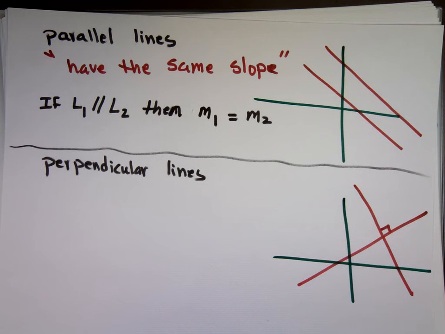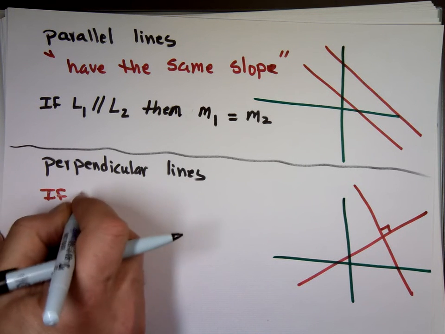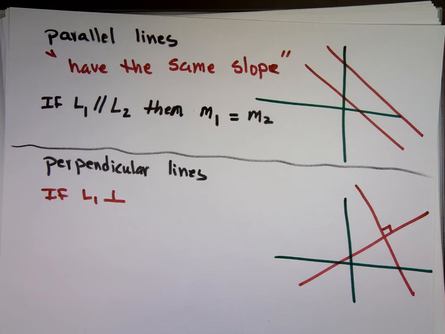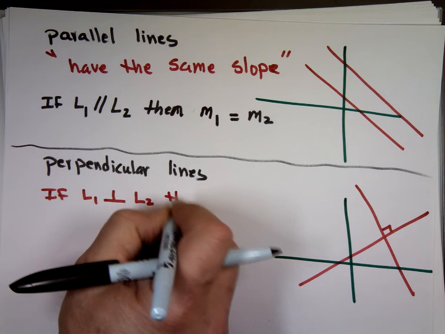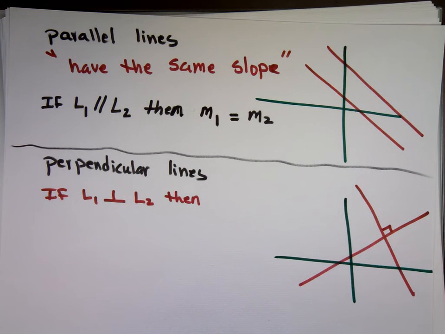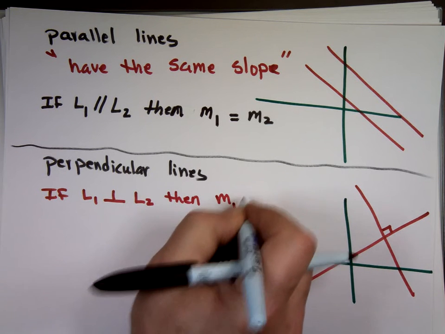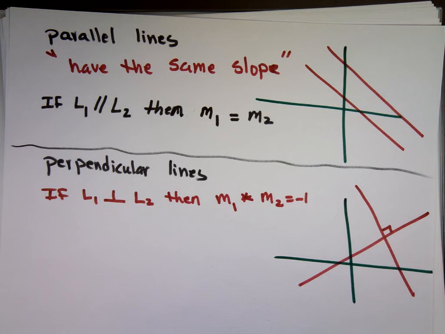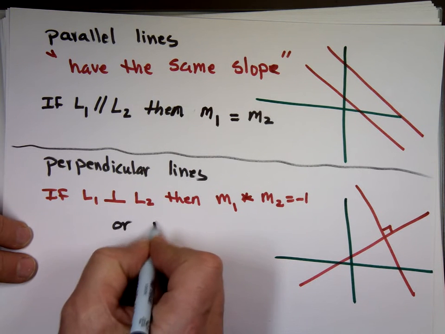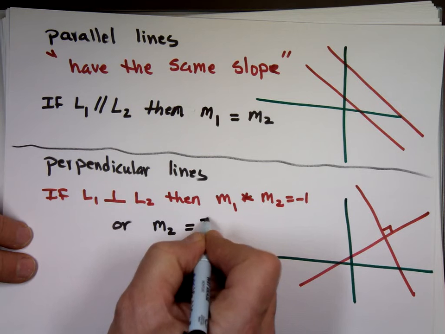If the two lines are perpendicular to each other, if line 1 is perpendicular, that's how we write perpendicular, upside down T, perpendicular to line 2, then what? If you take the slope of the first line multiplied by the slope of the second line, the answer is -1. Always. So if you take the two slopes and multiply them out, they should equal -1. Or you can say that the slope of the second line is always -1 over the slope of the first line.